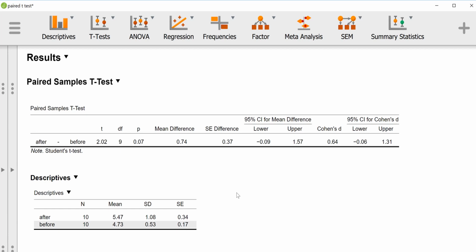So that's the basics of how to conduct a paired samples t-test using JASP.